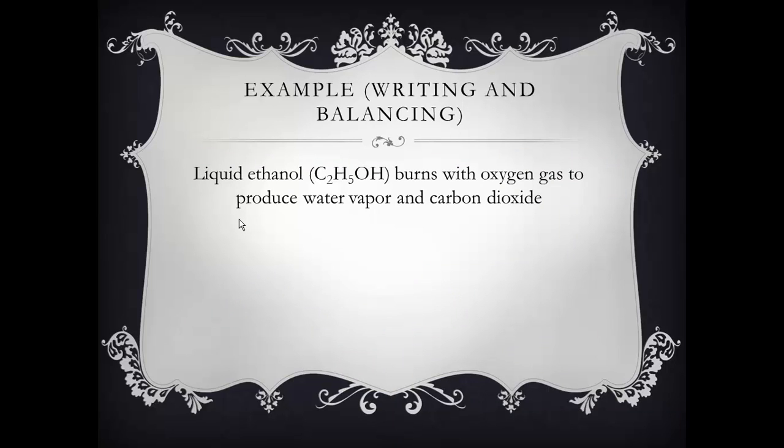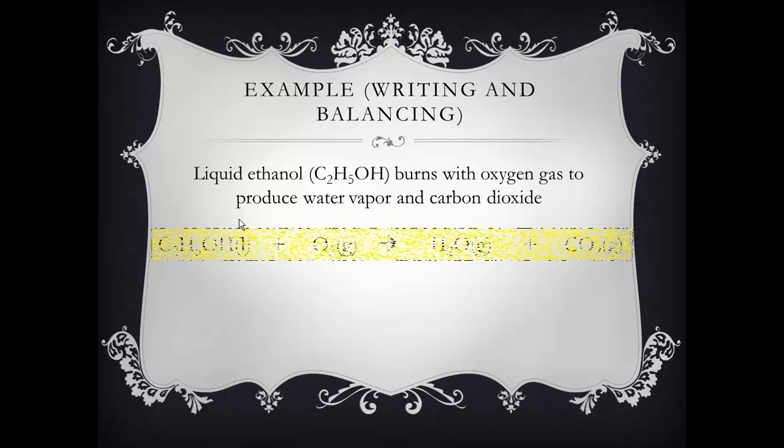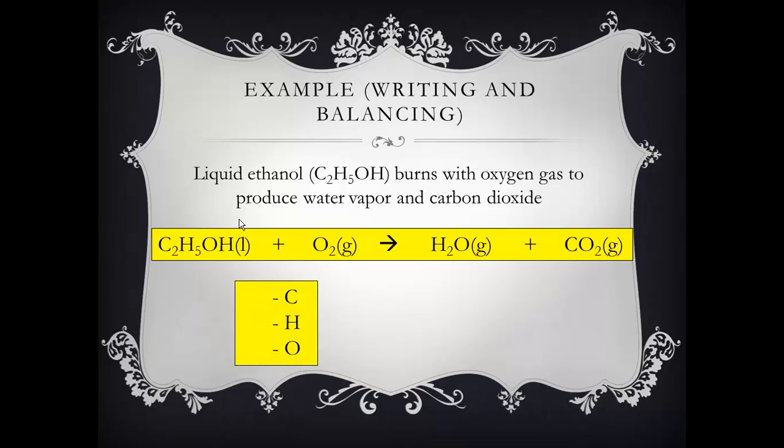We have liquid ethanol, notice liquid, burns with oxygen gas, gas, to produce water vapor, which is a gas, and carbon dioxide, you should know that it's a gas. So why did I emphasize liquid and gas? Because those are their states. So we write their states: L for liquid, G for gas. There's also AQ for aqueous, and S for solid.